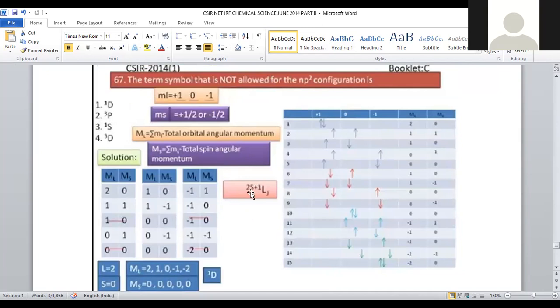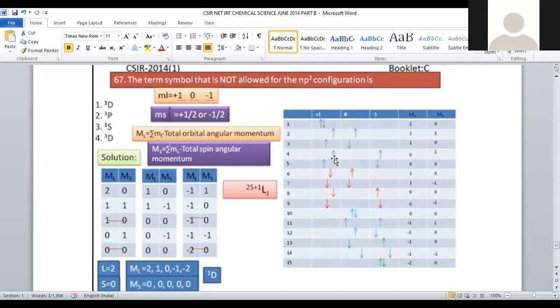And what will be the spin multiplicity for that one? 2 into (+1 plus 1). So +1 plus 1 becomes 1, and 2 into 1 plus 1 means 2 plus 1, it will be 3. 3P is also allowed for the second case. For the first case, 1D is the term symbol. For the second kind of arrangement, 3P is the term symbol.